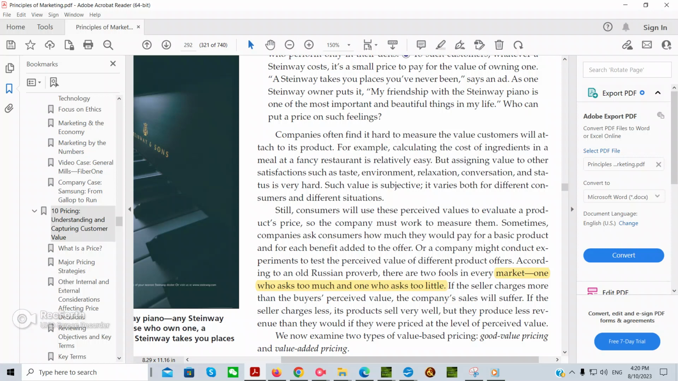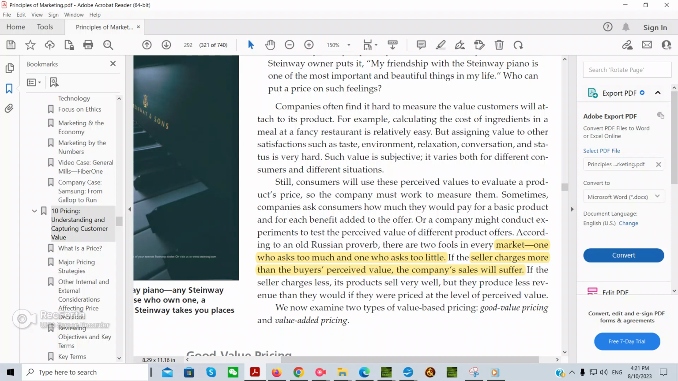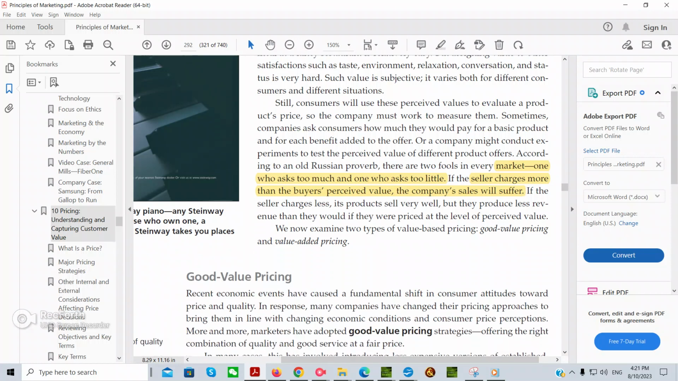If the seller charges more than the buyer's perceived value, the company's sales will suffer, right? Because the price is too high. If the seller charges less than the perceived value, its products will sell very well, but they produce less revenue than they would if they were priced at the level of the perceived value.